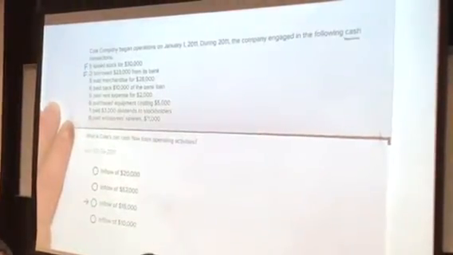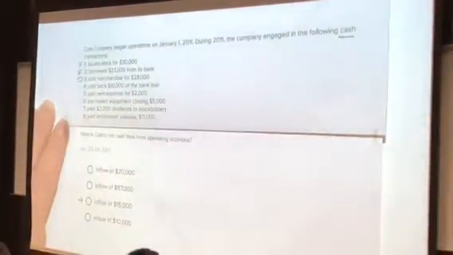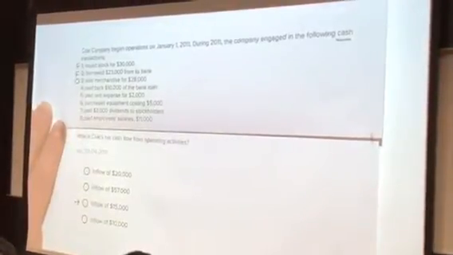Selling merchandise for $28,000. Operating, because who are we dealing with? Customers. And when we're dealing with our customers, it's going to be operating. Most of the time. It's a pretty good rule to follow.